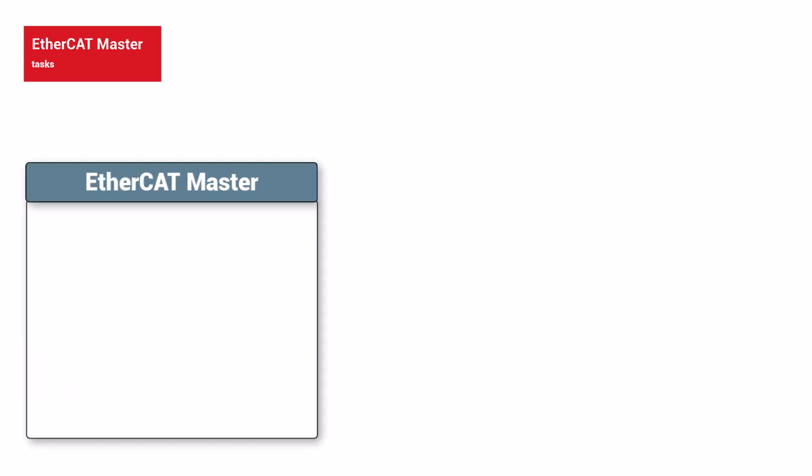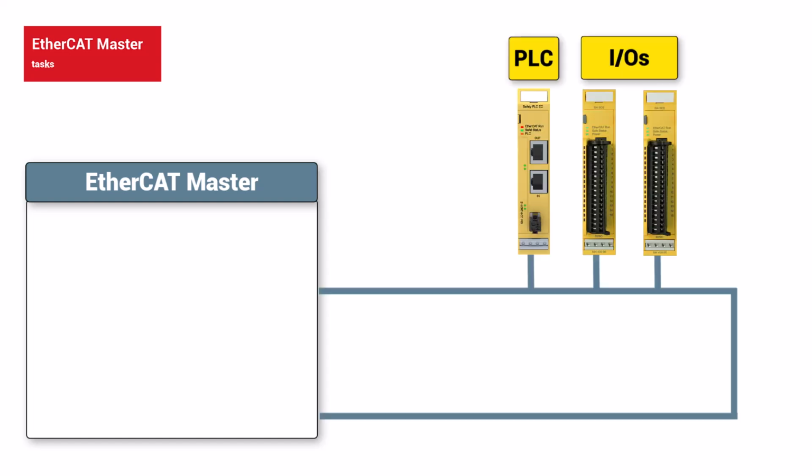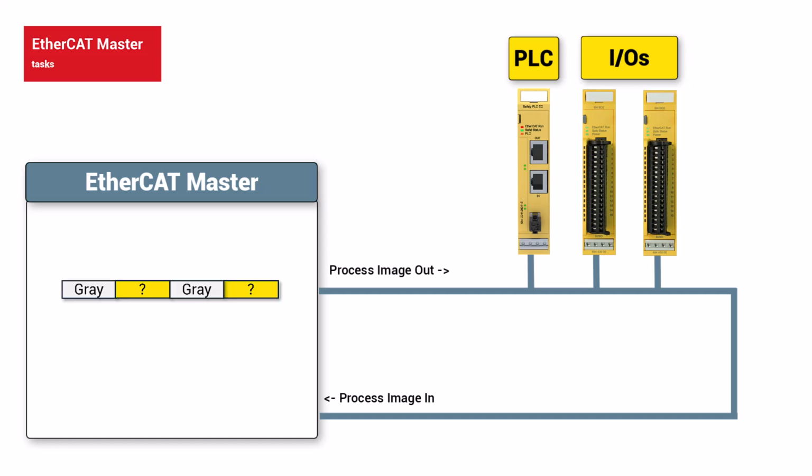What exactly is the task of the EtherCAT master in safety communication? EtherCAT communication is based on a cyclical process image that consists of reading input data and setting output data. The EtherCAT master knows the position of the gray data in the frame due to its configuration. The safety data, on the other hand, is managed by CODESYS and is therefore not known to an external master.